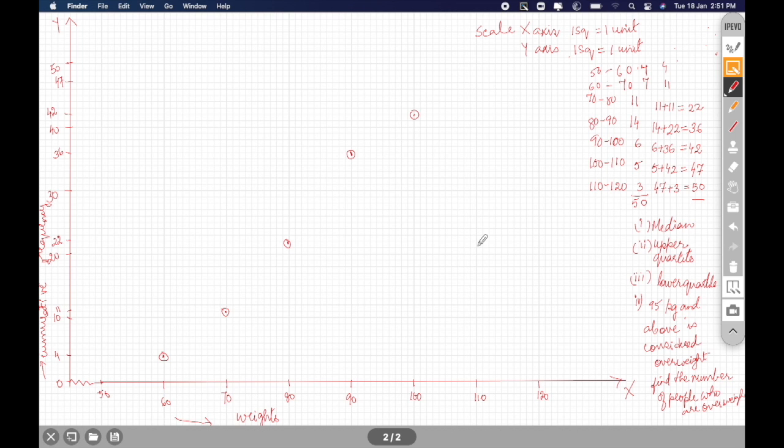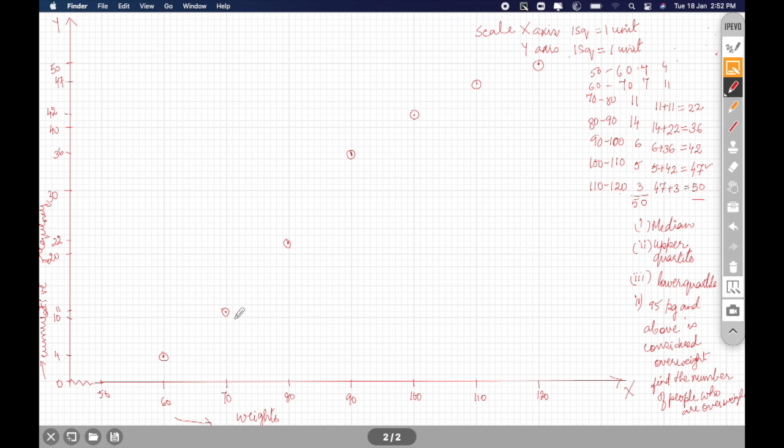Next 110 with 47. So this is 110, 47 is here. It is this point. And the last value is 120 for 50. So it is here. So these points you can see are rising up. So the curve will also rise up, and this ogive is also known as less than ogive.